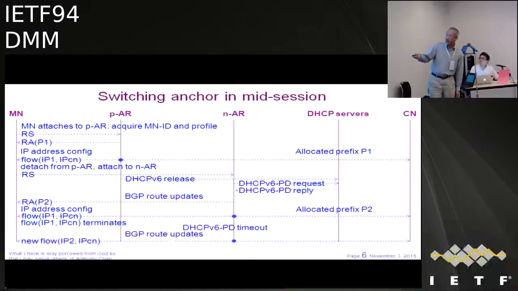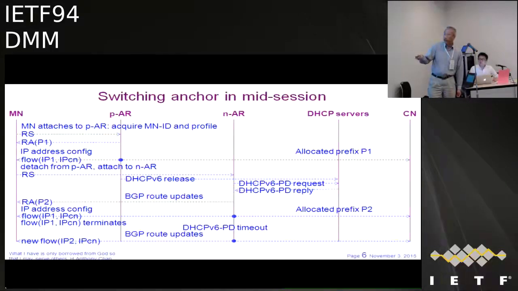So when you do a router solicitation, this one has to learn that you have been using the old IP address. So the previous H router does the release of the prefix, and then the new H router does the prefix delegation request and reply, so it gets you there, and then you do the BGP update, so that now the IP address is moved over there. Therefore, the new flow will continue.